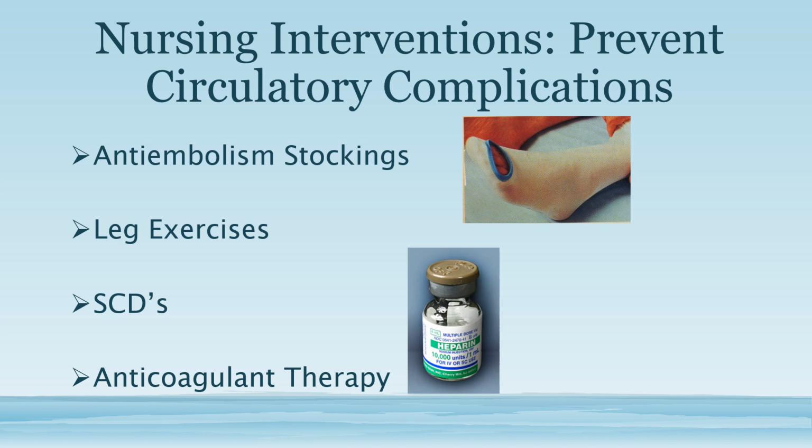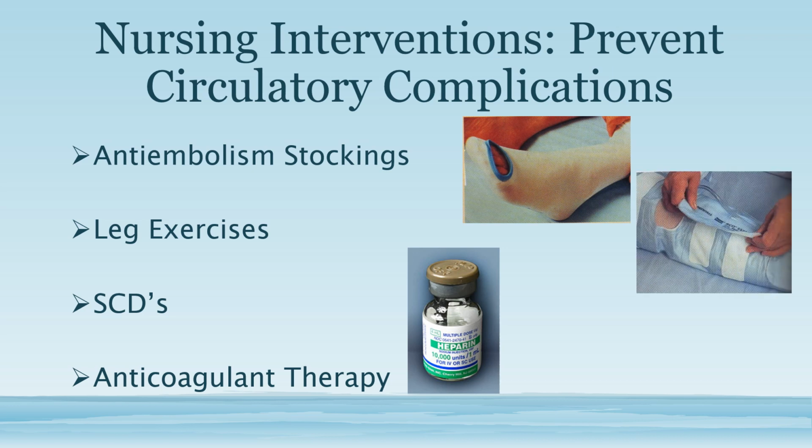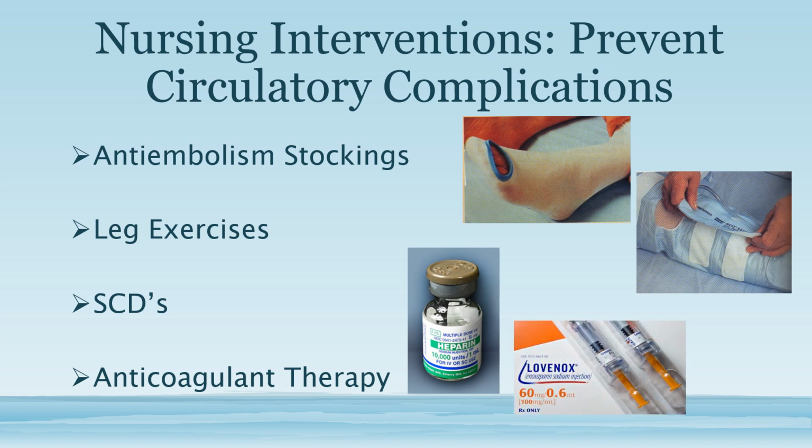Some examples are heparin. It's given sub-Q, it's inexpensive, and it needs to be given 3 times a day. Low molecular weight heparins are also given sub-Q, and examples would be enoxaparin and dalteparin. Oral meds include warfarin, dabigatran, fondaparinux, rivaroxaban, apixaban, and edoxaban.